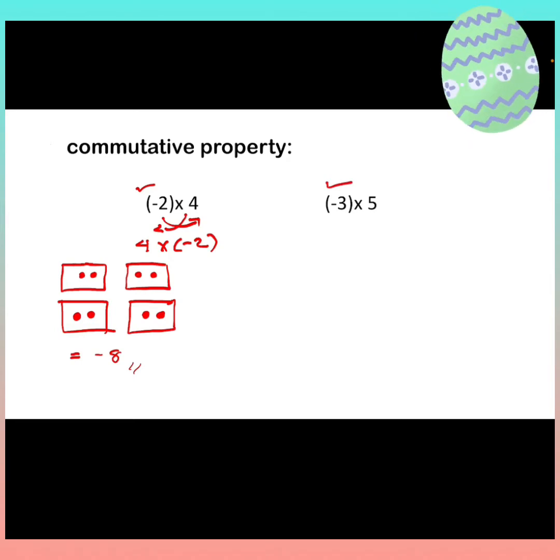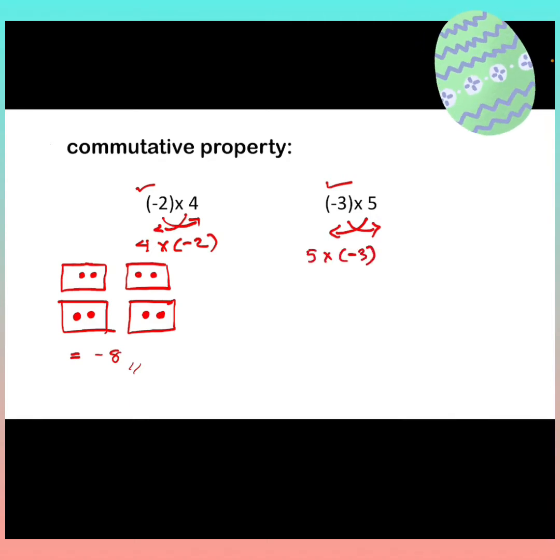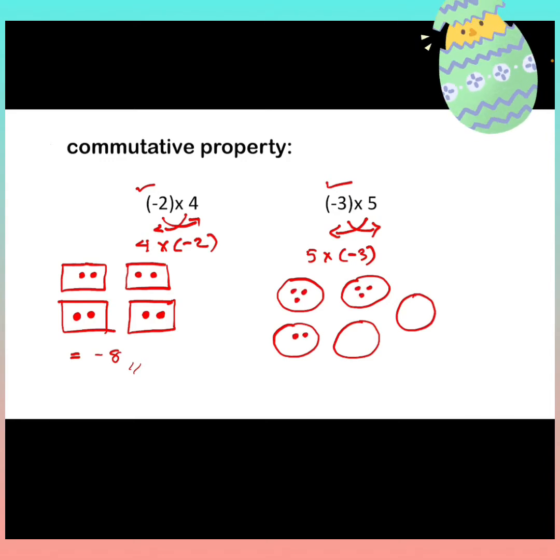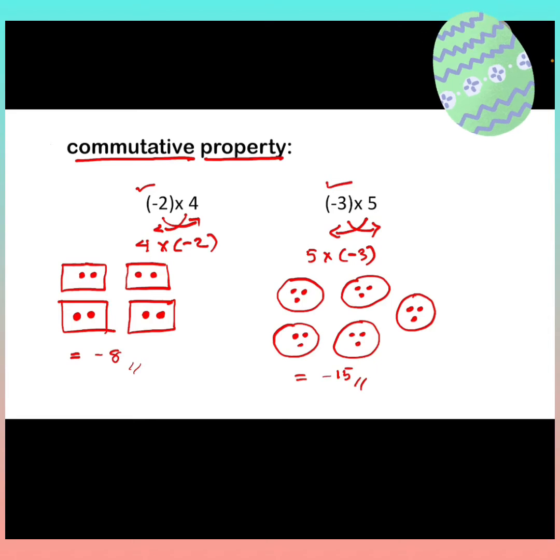We cannot have -3 groups. So what do we do? We just change the order. It means 5 groups of -3. So you can have 5 groups. I can make the groups in any form, any shape. In each group there should be negative 3. If you count in total, you're going to have negative 15 counters. So this is using the commutative property, just changing the order of the numbers.